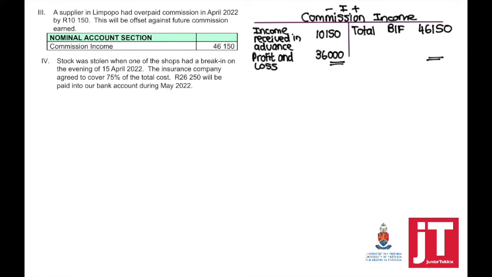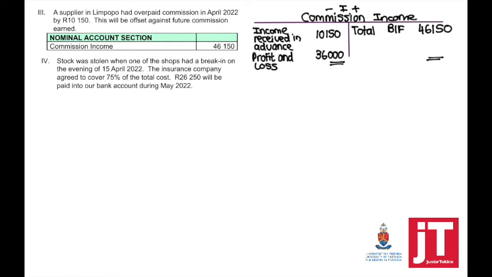Looking at our next adjustment, stock was stolen when one of the shops had a break-in on the evening of 15 April 2022. The insurance company agreed to cover 75% of the total cost. 26,250 will be paid into our bank account during May 2022. So what do we care about here? We need to find out what is the loss. That is the amount which will appear in our income statement.